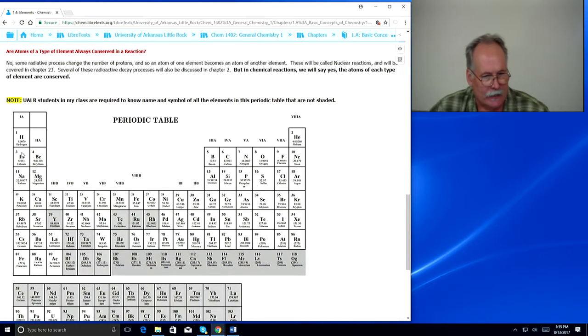This is the periodic table that you can reach on the class homepage. On the third day of class, you are required to know the name and letter correlation of every atom on this periodic table that is not shaded. And incidentally, when I say the name, I mean the common English name. So Au is gold, not aurum, okay?